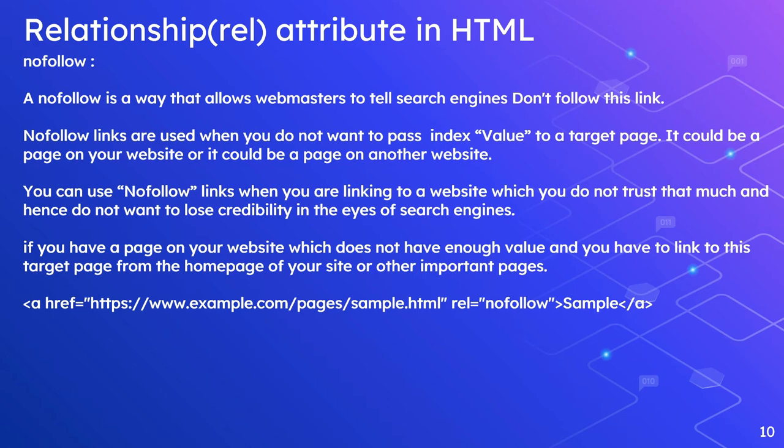The next case is if you have a page on your website which does not have enough value, and you have to link to this target page from the home page of your site, or another important page. The home page may have a higher index ranking, but you want to link to an internal page that does not have much index ranking. So your home page indexing will get impacted by this. To avoid that, you can specify nofollow, so that the indexing of the home page will not get impacted by this link. You can specify it like this: href, then the link, then rel nofollow, so the Google engine will not consider this for indexing purposes.